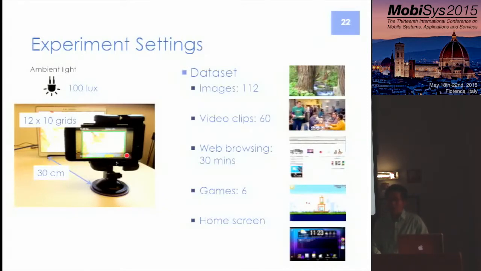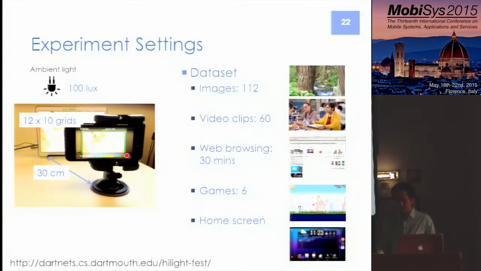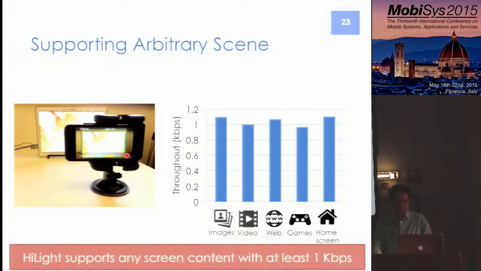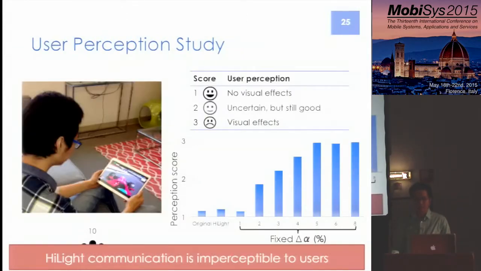And we evaluate Highlight on all types of screen content, including hundreds of images, 60 video clips, and all kinds of web browsing, gaming, and home screen scenes. We have put all of the testing images and video clips on our website, so please feel free to test them out. And first of all, let me show you Highlight's ability to support any screen content. In this figure, the y-axis shows the throughput, which is the number of bits successfully received per second. And we can see Highlight can support any screen content with at least 1 kilobit per second throughput. And we observe the system throughput is higher for some video without noticeable visual effect.